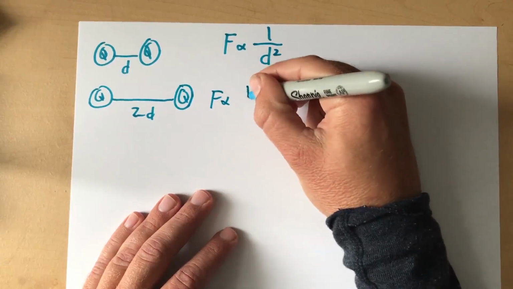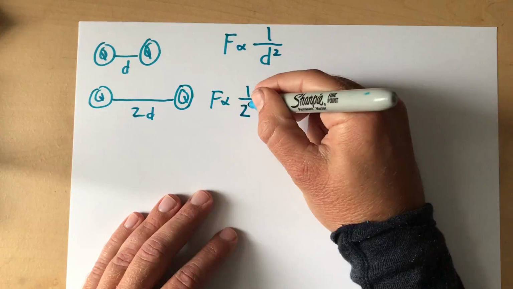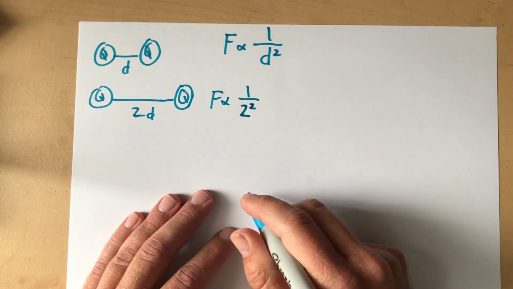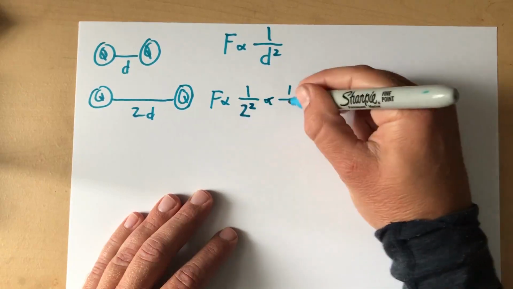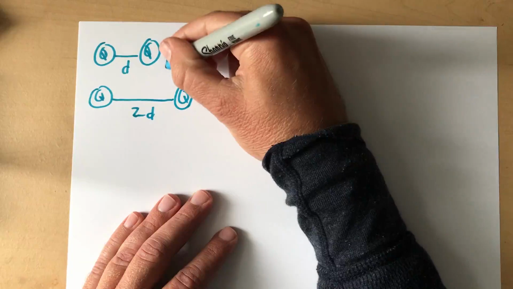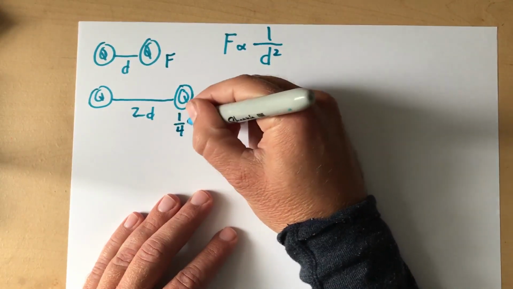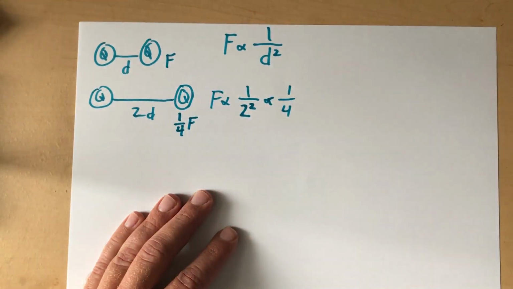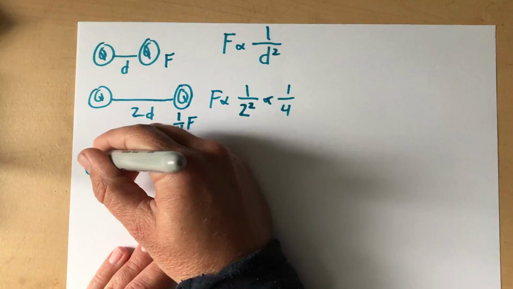Force is proportional to 1 over, we're going to change the distance to what we did to it, a 2. Don't forget though that it's squared. So that becomes 1 over 2 squared, which is 4. So we're now at 1/4. So if this force was just called F, the force between them when we doubled the distance would only be 1/4 of F.